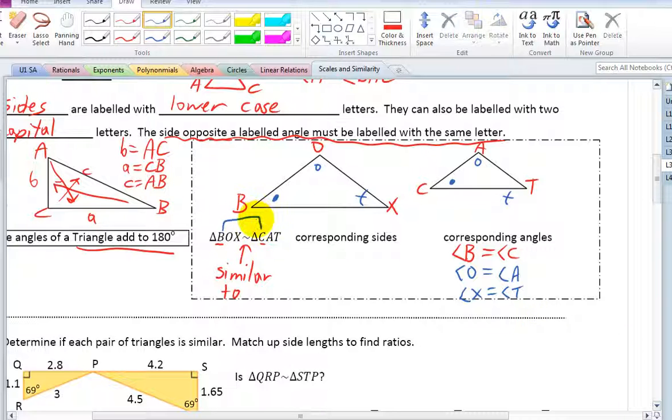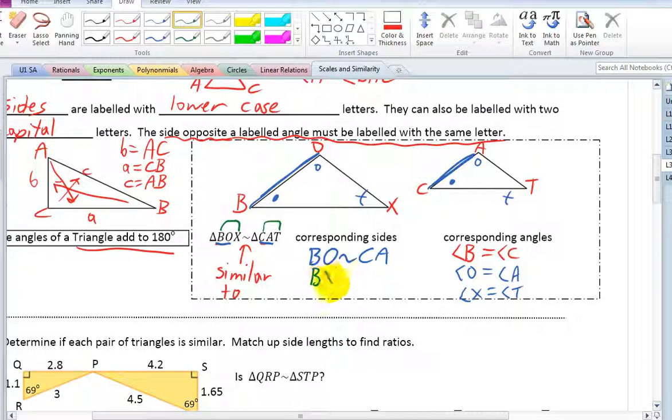Okay, so back to the drawing board. BO, just like Brody, is similar to CA. So we can see BO is similar to the side CA. These sides correspond because they're contained by the same angle. Dot, open circle. Dot, open circle. Just like in the name, they're the first 2 letters. The last 2 letters are BX and CT.